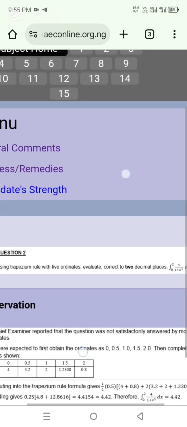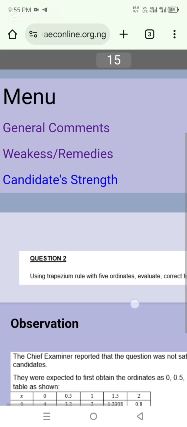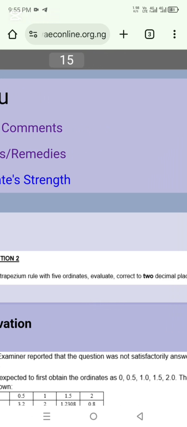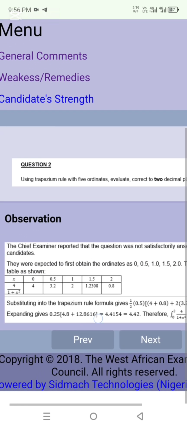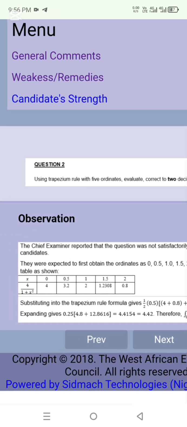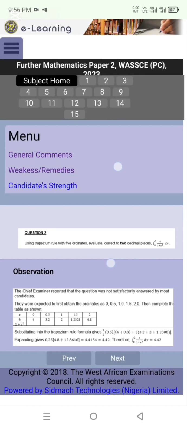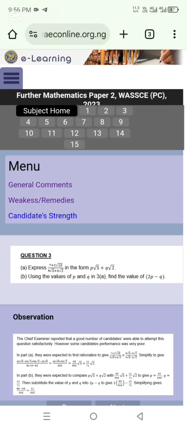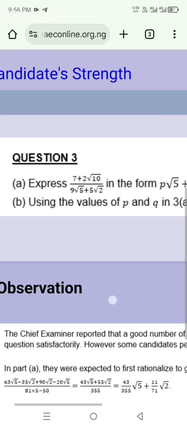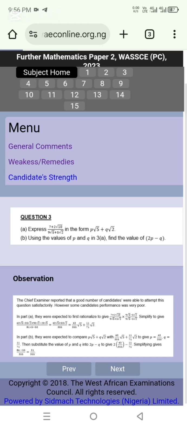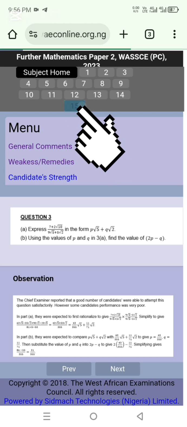Under number 2, look at the question there. Using trapezium rule with 5 ordinates, evaluate correct to 2 decimal places. Look at what they ask there. Integration, this is the definite integral from 0 to 2 of this. After that, you go down, you will see the answer, the way they wanted you to put it down there. So again, you go to number 3. Now, you continue to do that. This is a surd expressed in the form of this. So you continue to do that until you get to number 15.